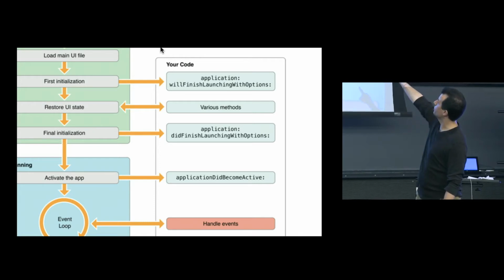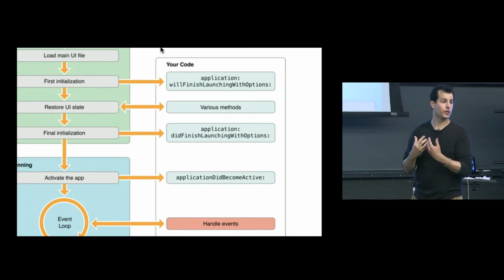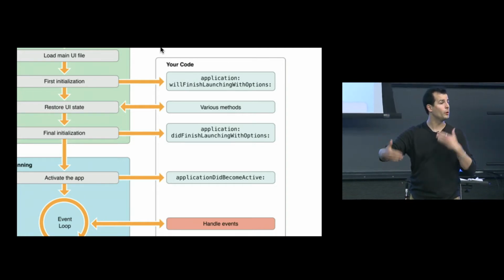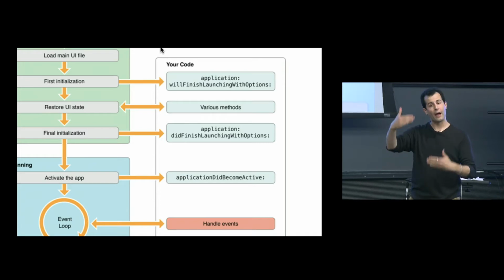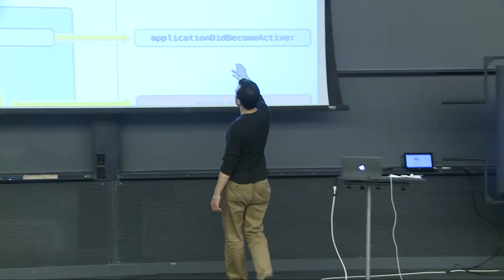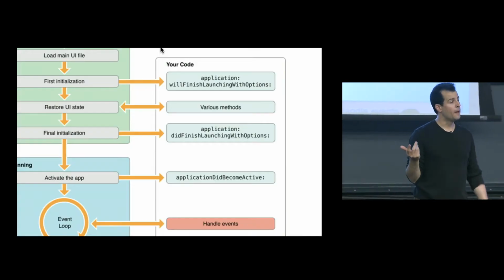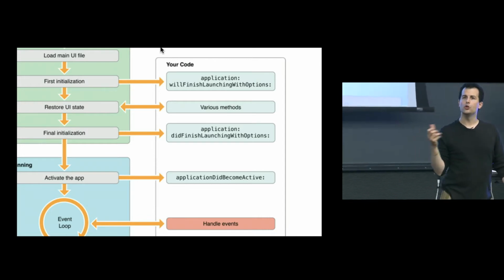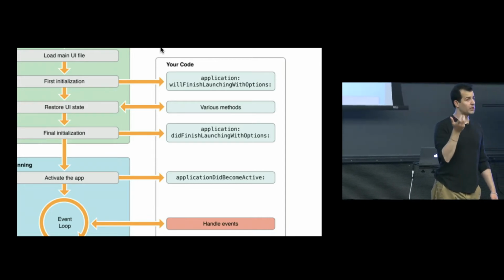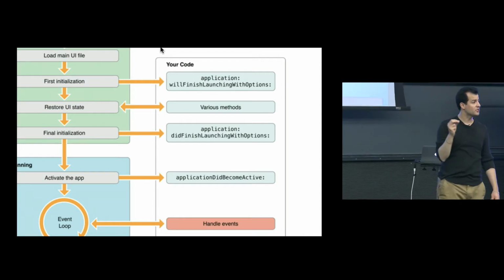So notice the difference. First one is will finish, so it's about to finish launching. Did finish means it's after the fact. So if your code needs to do something before or after that change in state, you have that control. And then lastly down here, applicationDidBecomeActive. So if you have ever implemented a game, this kind of implies that you can, for instance, immediately resume the game because somehow or other Apple is providing you with these hooks into interesting key events.